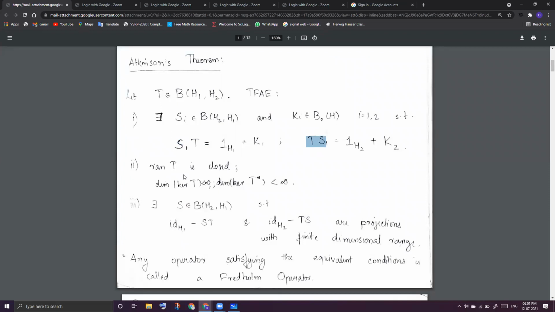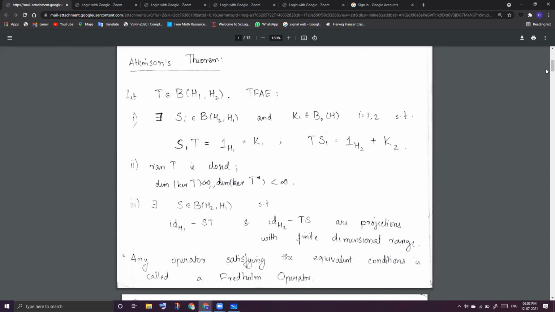and this is equivalent to the range of T being closed and the dimension of the kernel of T and the dimension of the kernel of T star being finite. And this is equivalent to the existence of an S such that the identity of H1 minus ST and the identity of H2 minus TS are projections with finite dimensional range.